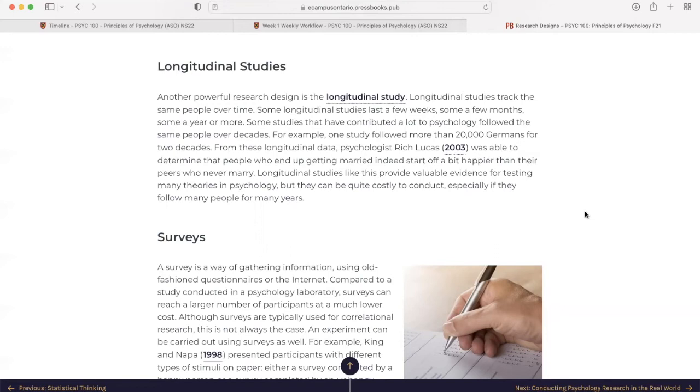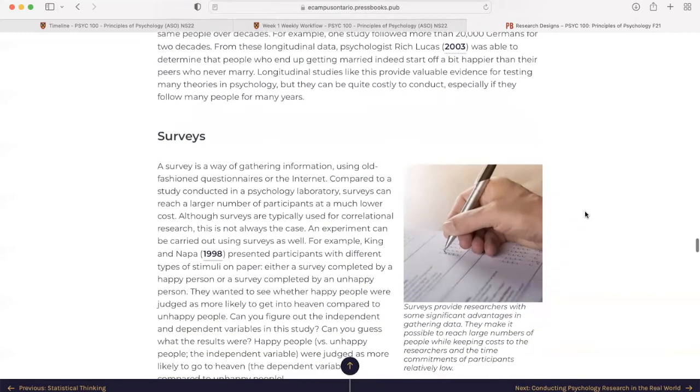From these longitudinal data, psychologist Rich Lucas in 2003 was able to determine that people who ended up getting married indeed start off a bit happier than their peers who never marry. Longitudinal studies like this provide valuable evidence for testing many theories in psychology, but they can be quite costly to conduct, especially if they follow many people for many years.